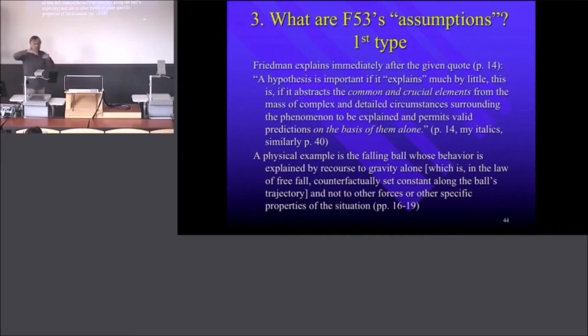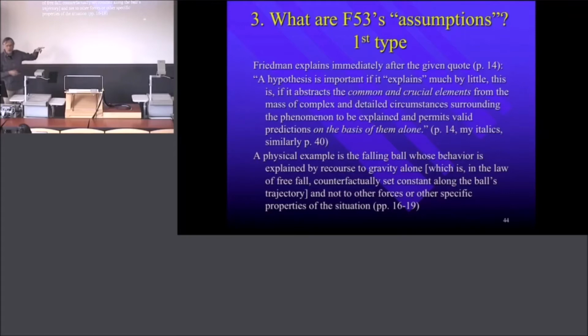But if you look at it carefully, gravitation has changed. But in the law of free fall, you put gravitation constant, right? You say the G is just 9.81 meters per second squared. It's constant, and then no other forces, no friction, no electromagnetic forces, no wind, nothing, right? So it's an idealization. This is what he says. And that's an important hypothesis in that sense because it abstracts the common and crucial element. This is exactly what it does.